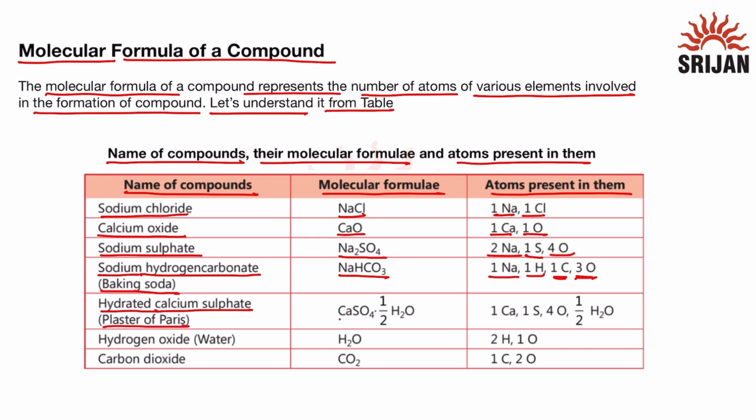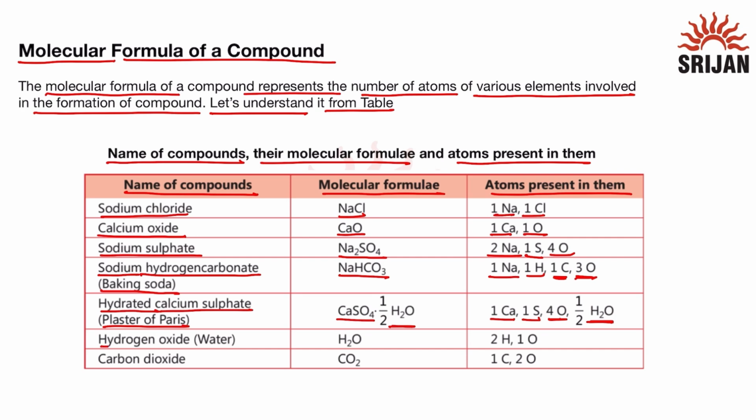Its molecular formula is CaSO4 dot half H2O. Now it means that there is one calcium atom, one sulfur atom, four oxygen atoms, and half a molecule of water. In reality, half a molecule is not possible, so here one molecule of water is shared by two molecules of calcium sulfate. Hence, it indicates that each molecule of calcium sulfate is associated with half a molecule of water.